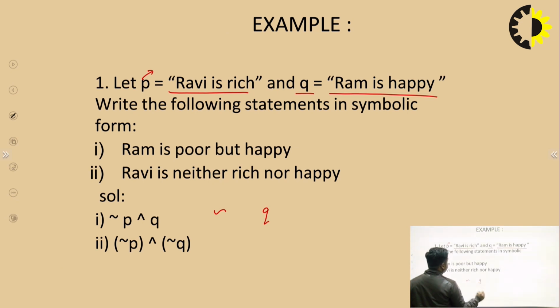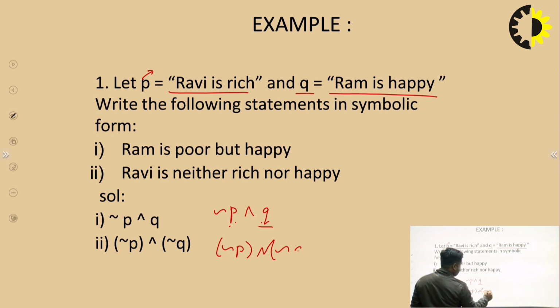Not of P and not of Q, because Ram is poor and not happy. Next, Ram is poor but happy. Ram is poor, but P's condition is saying that he is rich, so not of P means Ram is not rich, and Q means he is happy. Second, Ram is neither rich nor happy. These are the two statements.